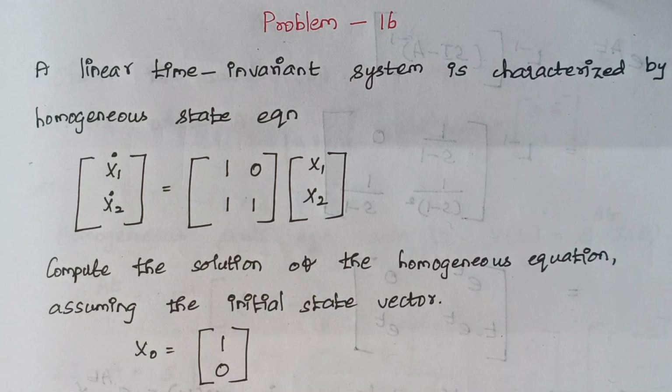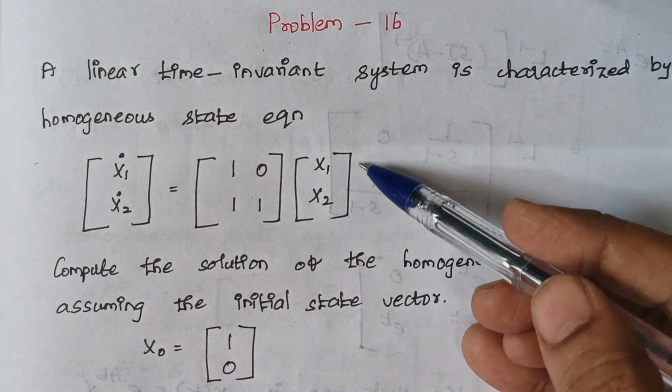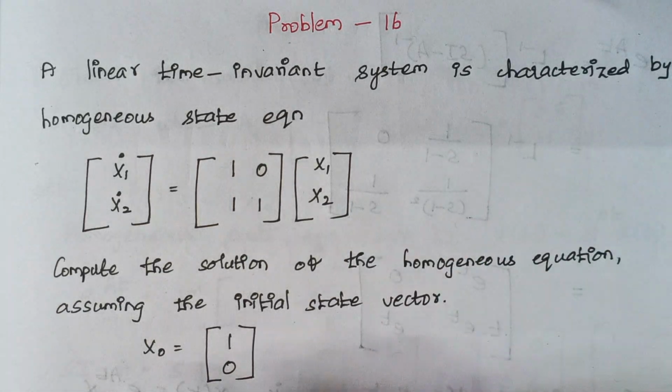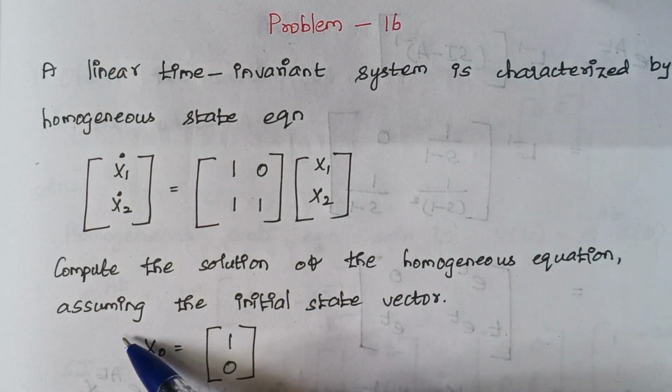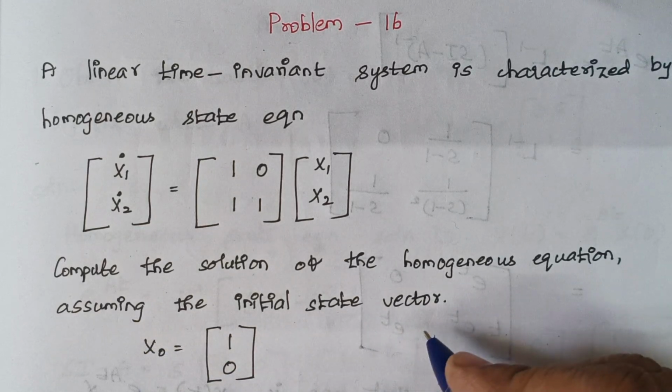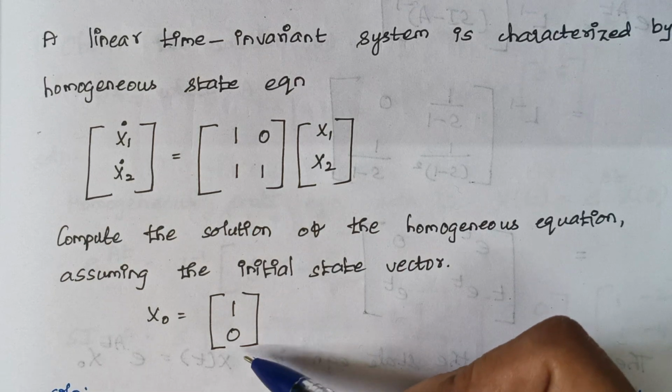Today we are going to solve problem number 16. The problem is: a linear time invariant system is characterized by the homogeneous state equation, and this is the respective equation. Compute the solution of the homogeneous equation assuming the initial state vector. So this is your initial state vector.